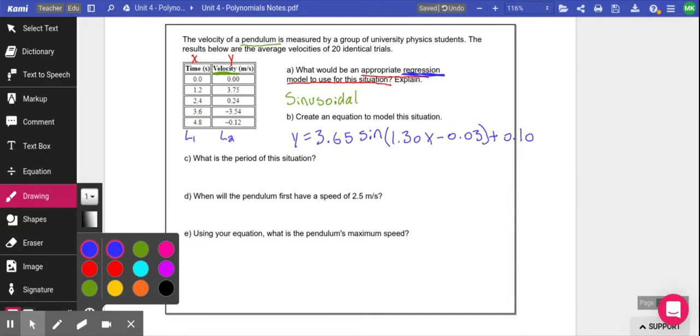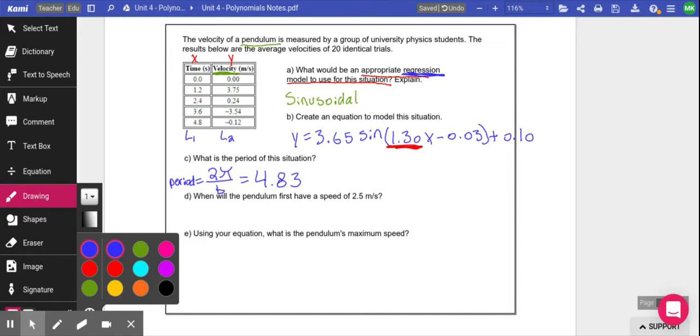What is the period of this situation? When you go to calculate the period, you want to do 2 pi divided by b. That's what your period equals. When you put that calculation in, use the entire b value. Don't just use this rounded value. Use the entire thing. So in 1.302119015. If you put that in your calculator, you should get that the period is 4.83.